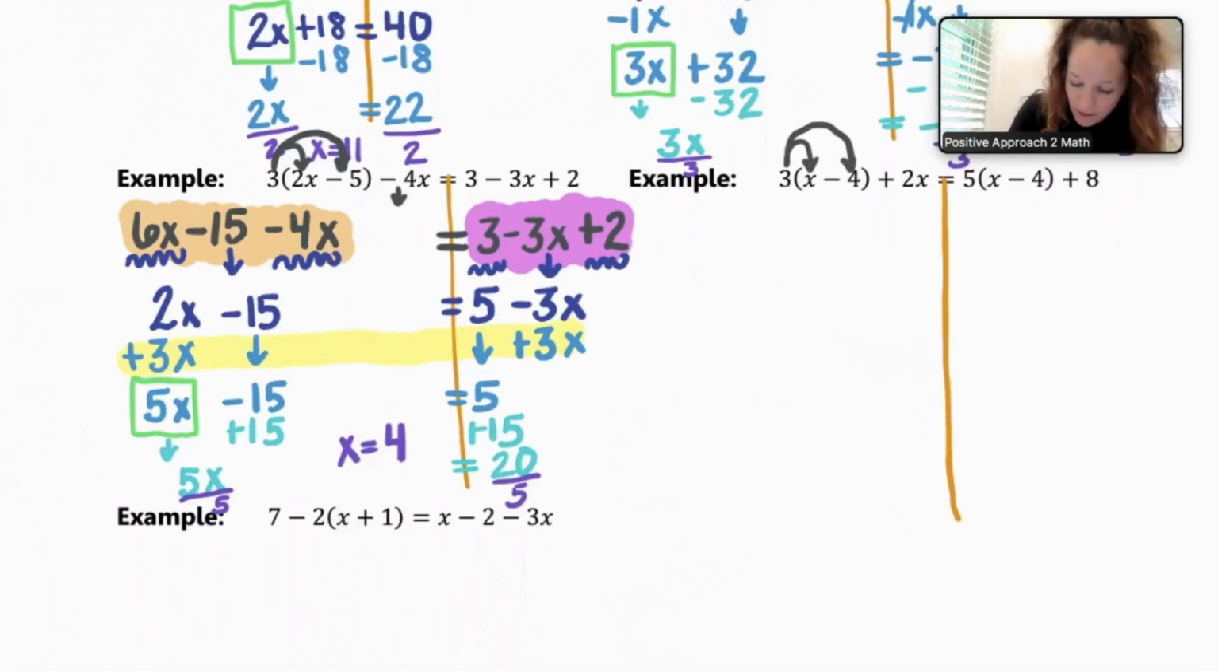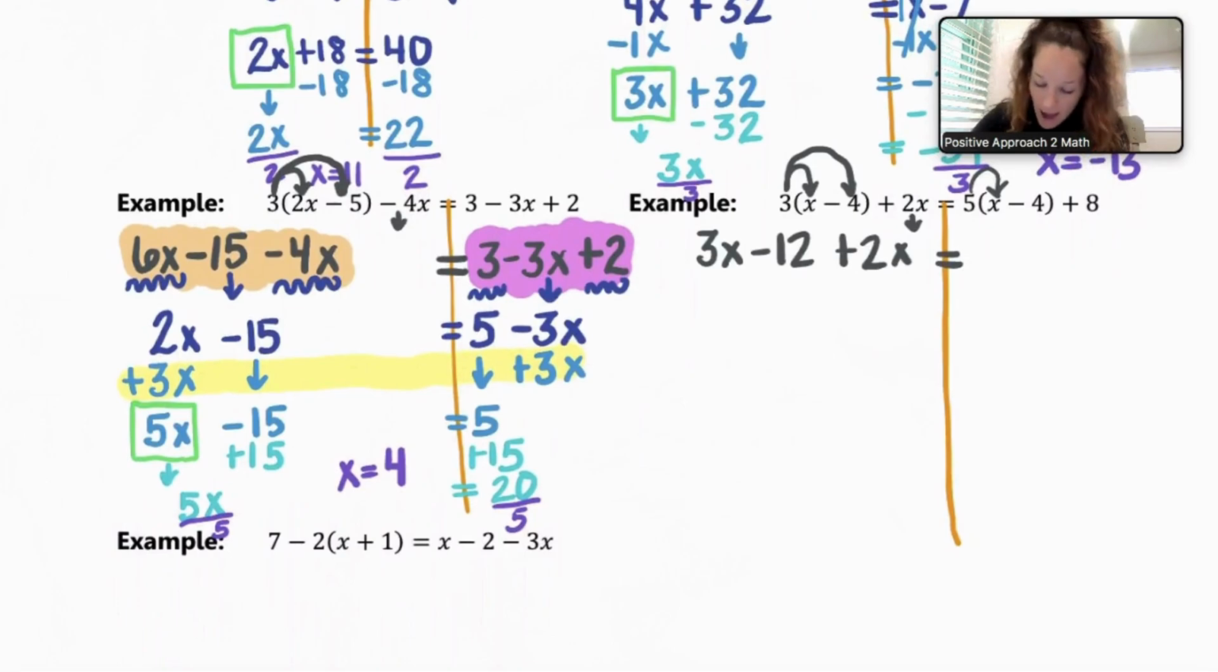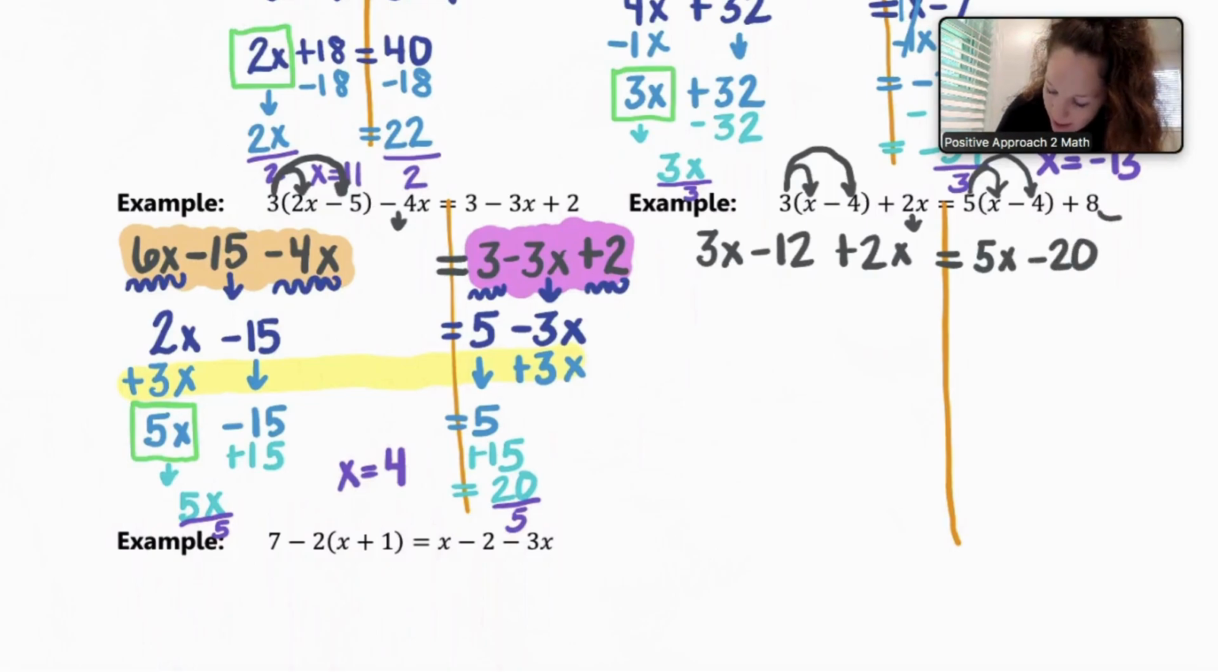Remember, to distribute means to multiply. So we're going to have 3x minus 12. That plus 2x just gets brought down. It comes along for the ride. And on that right-hand side, I have a 5 to distribute. So we're going to have 5 times x, which is 5x, 5 times negative 4, which is negative 20, and we're going to bring down that plus 8.